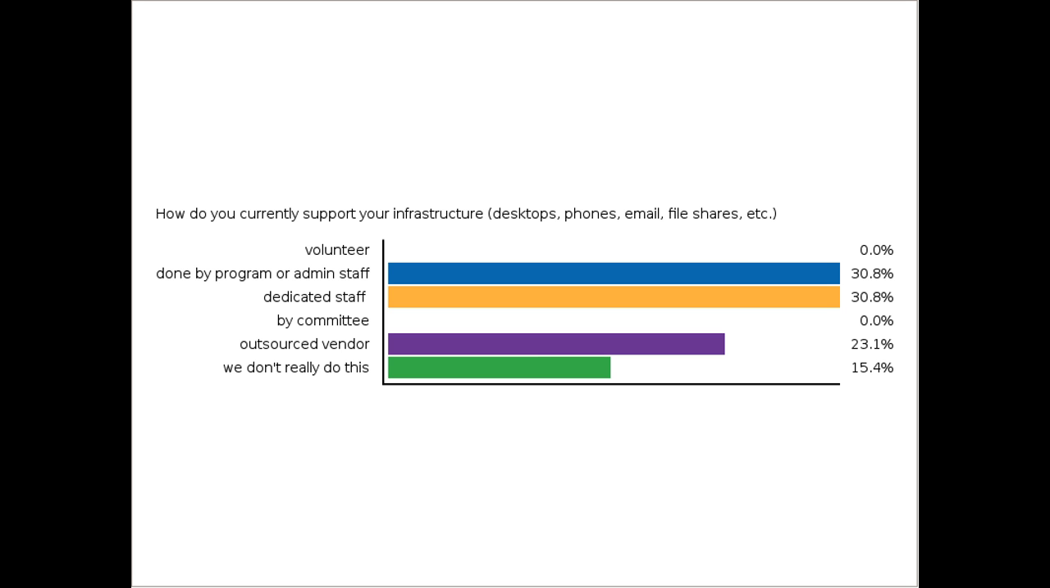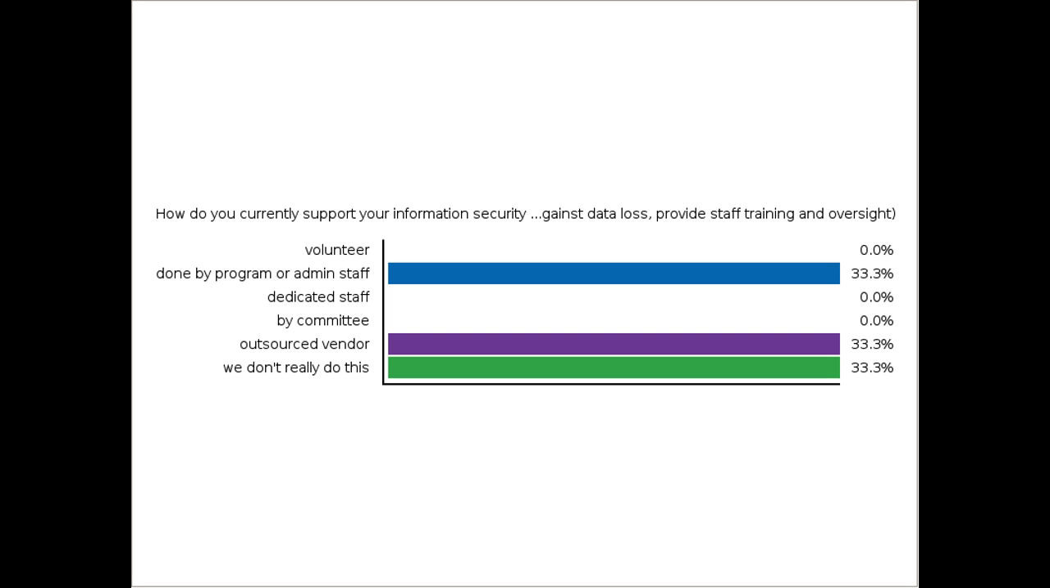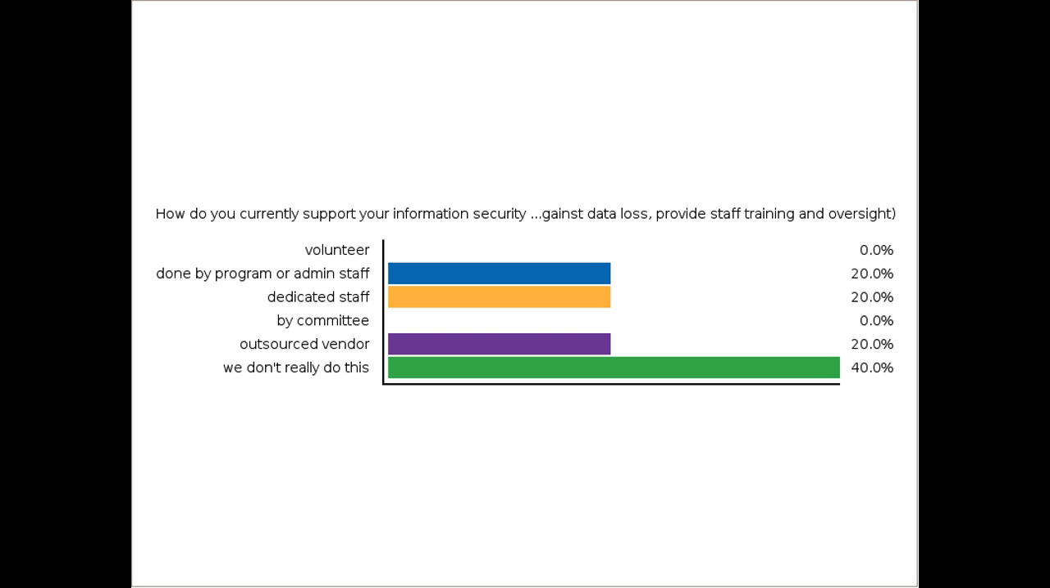Great. And let's move on to the next question. We'll revisit these answers. How do you currently support your information security? So protecting against data loss, providing staff training and oversight, the policies and procedures that are important. Right? I'm guessing most of you probably don't do this, but why don't you let me know how you're handling information security right now?